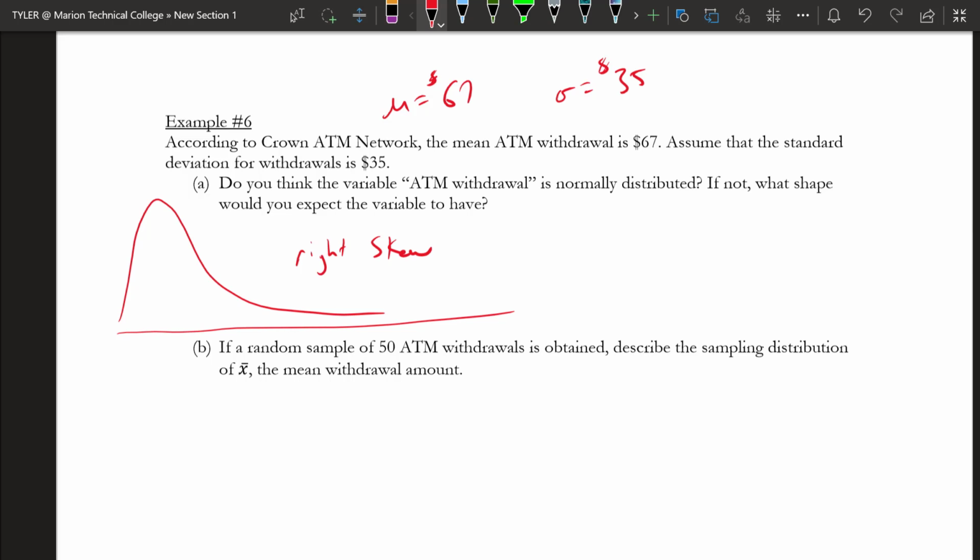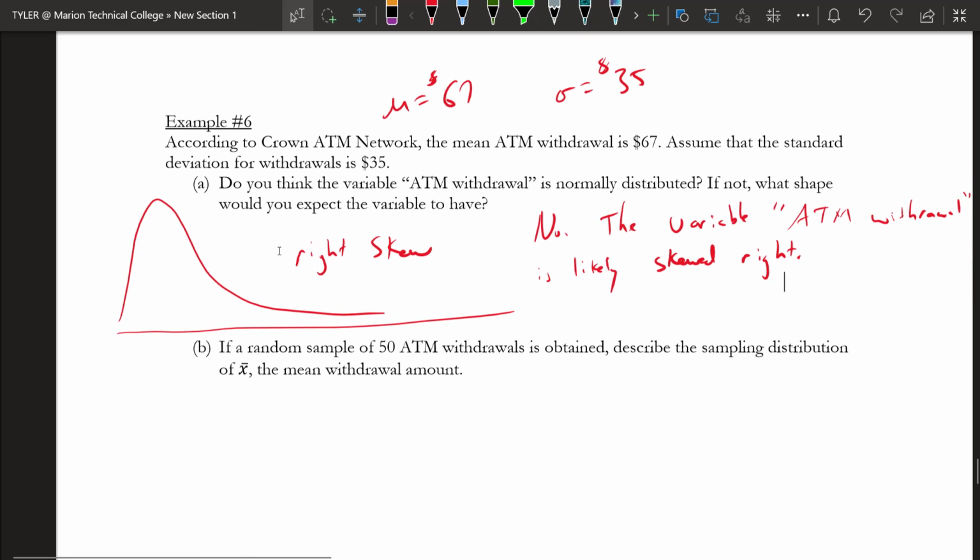right? So in other words, we would say no, it's not normally distributed, right? So no, the variable ATM withdrawal is likely skewed right. Right. So in that case, since my population is skewed, I'm going to want the sample size to be greater than or equal to 30 then, right?